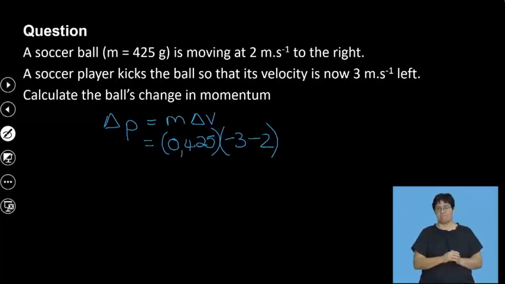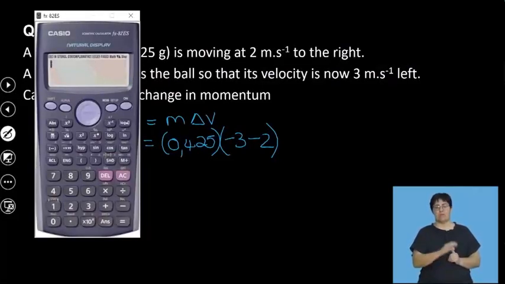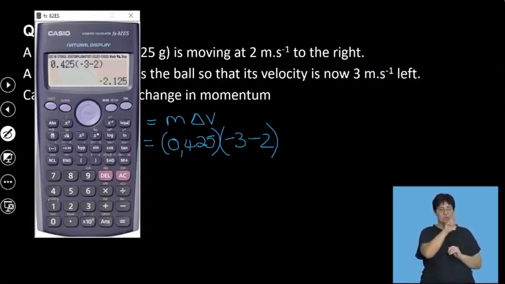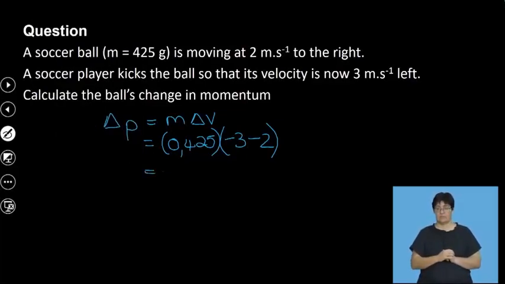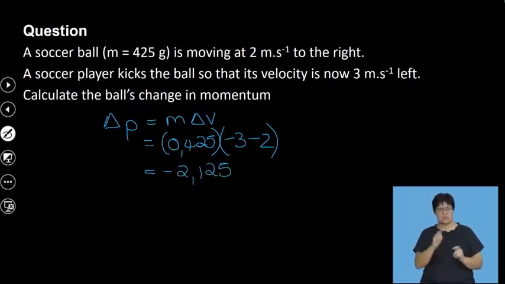Okay, so calculator, 0.425, minus 3 minus 2, close our brackets, fraction again, minus 2.125. So that means that my change in momentum is to the left.